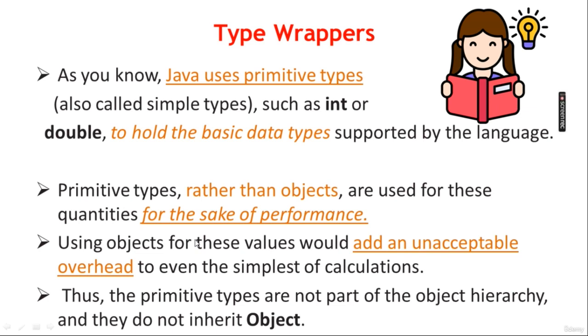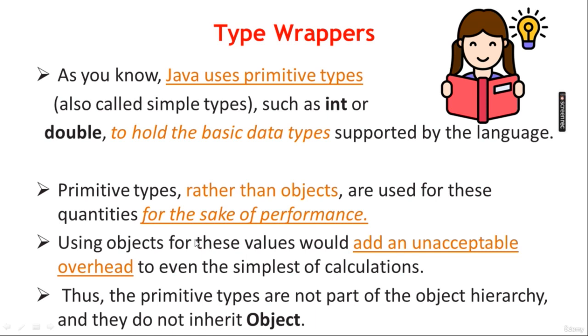Java uses primitive types such as integer or double to hold the basic data types. Primitive types, rather than objects, are used for these quantities for the sake of performance. Primitive types like integer, float and double are used rather than objects. Using objects for these values would add an unacceptable overhead to even the simplest type of calculation, in terms of effort and in terms of time.